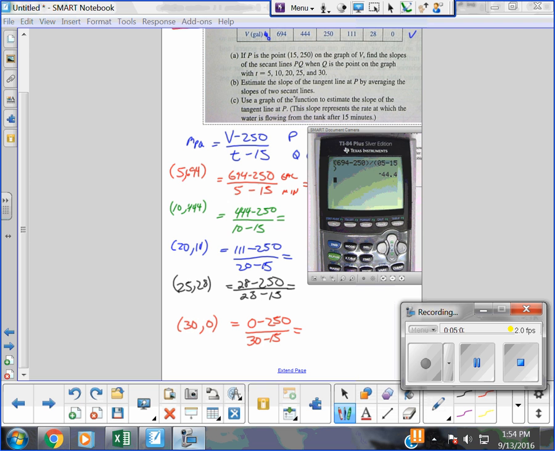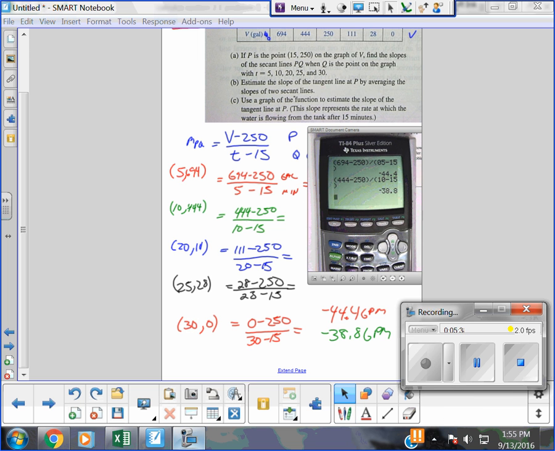All right? And I'll move that here in a second. Negative 44.4 gallons per minute. That's the first one. Now, by going second entry, it brings back the previous problem. Now what do I do? Well, I change the 694 to 444. And I change the 05 to 10. I hit enter. The next one is negative 38.8 gallons per minute.